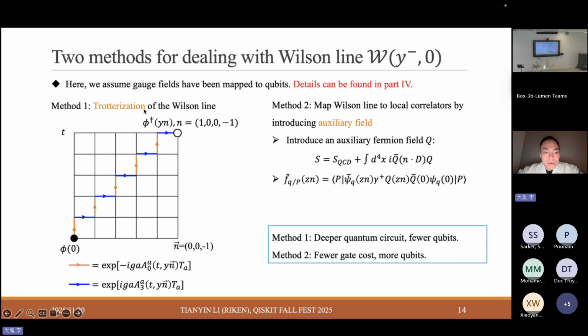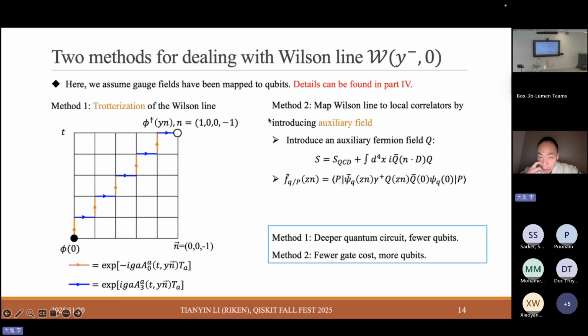And then we need to deal with the Wilson line on a quantum computer. There are 2 methods to deal with the Wilson line. The first method is we can approximate the Lie-Cohen Wilson line by this GZ Wilson line. And in this method, we simulate the non-local Wilson line directly. It means that we need to spend more quantum gates to do this.